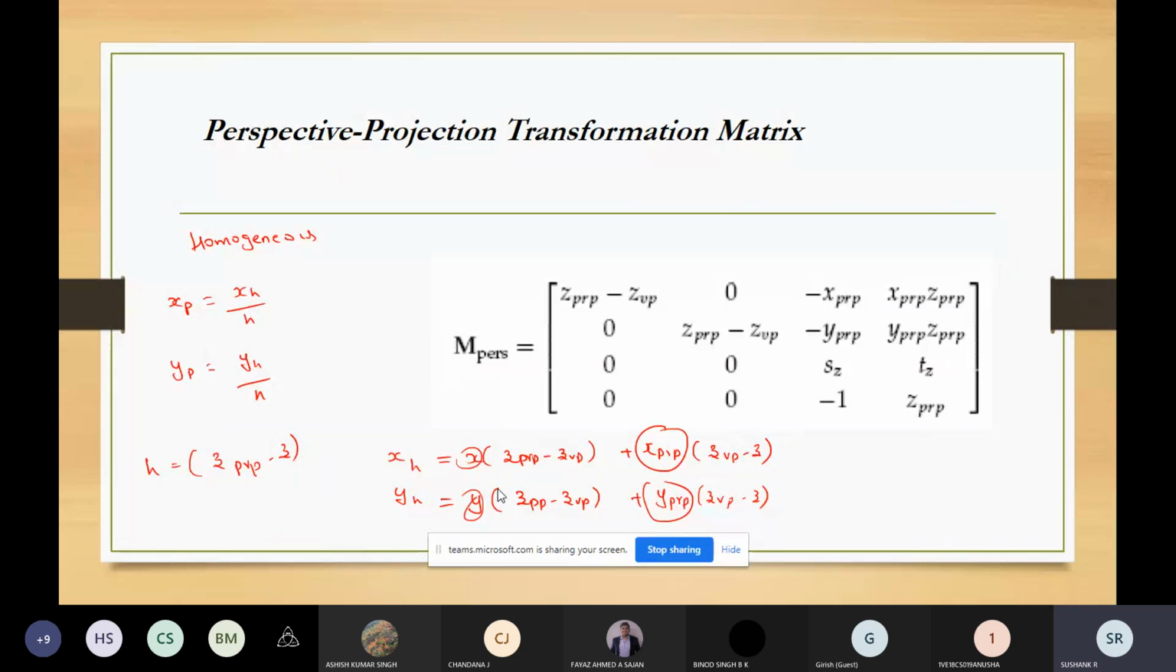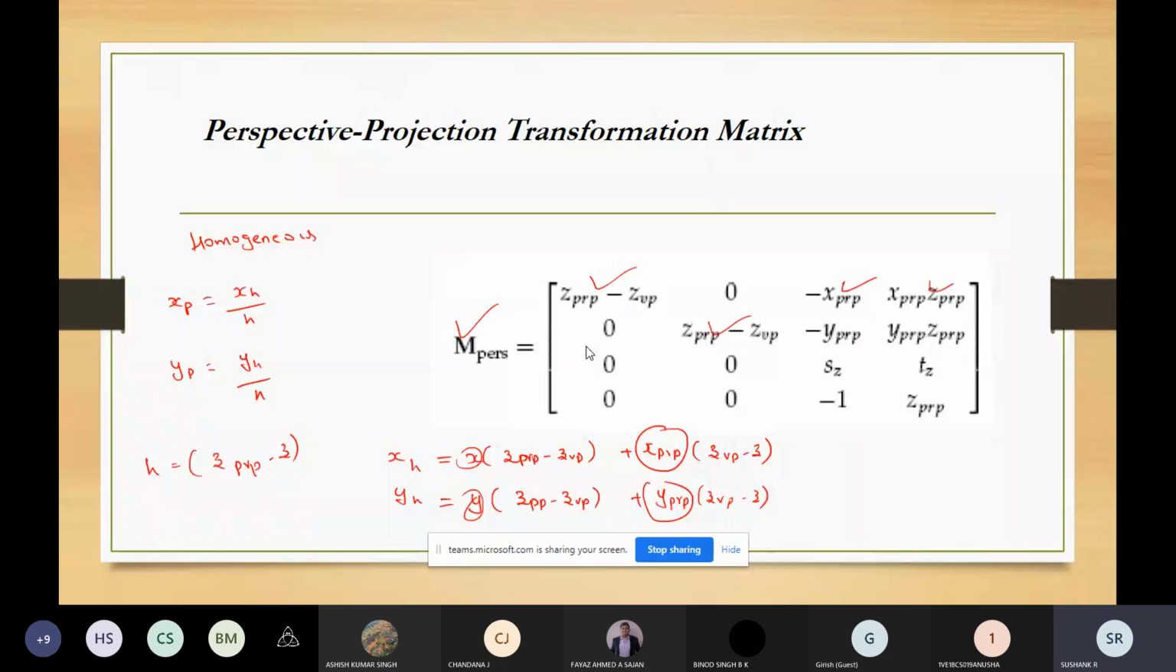So these are the parameters. Using these parameters you can generate a transformation matrix which will convert the spatial positions to homogeneous coordinates, so that the matrix will contain only the perspective parameters and not the coordinate values. You can see it doesn't have any coordinate values like x, y, and z.